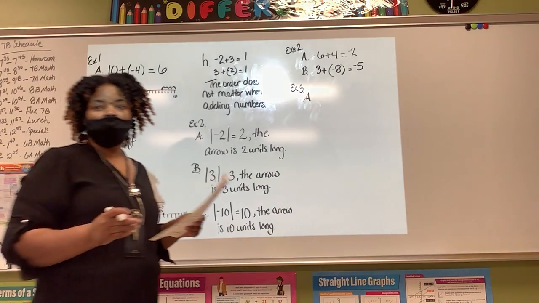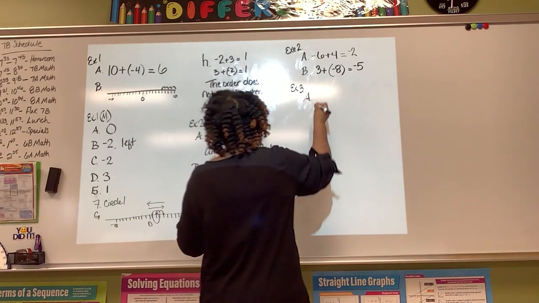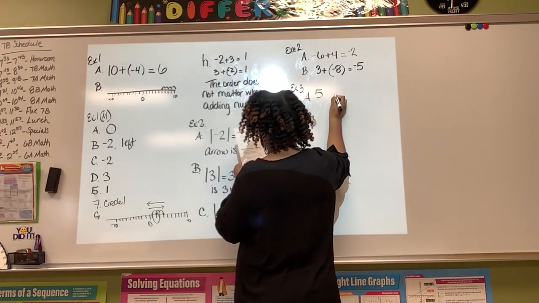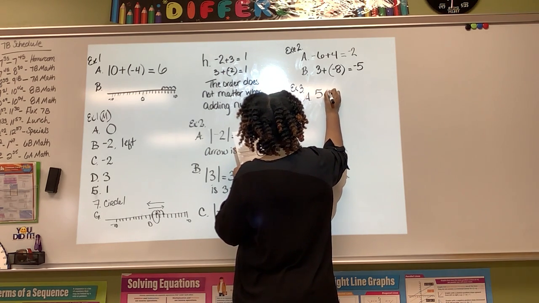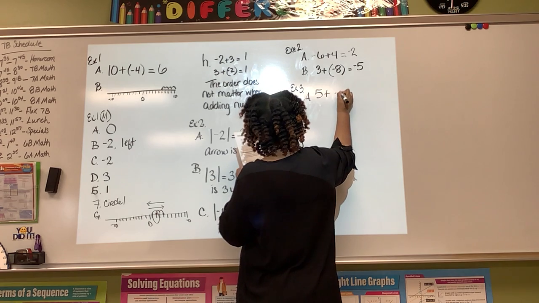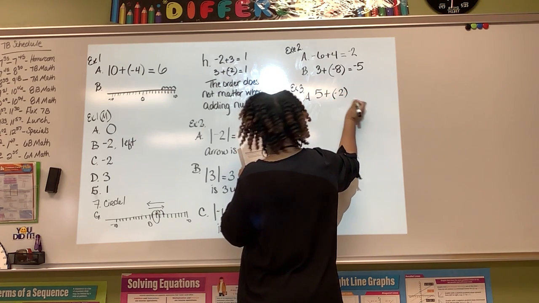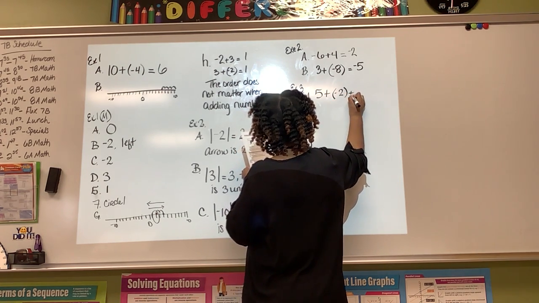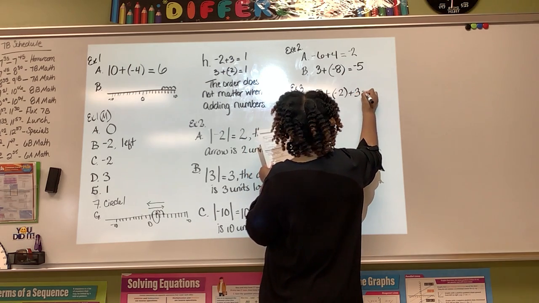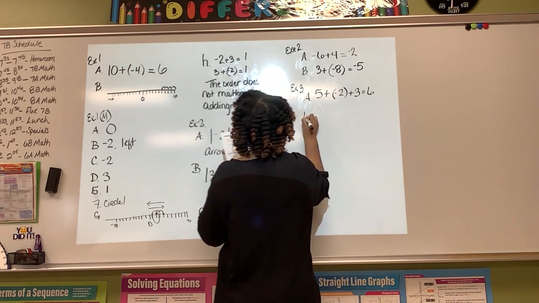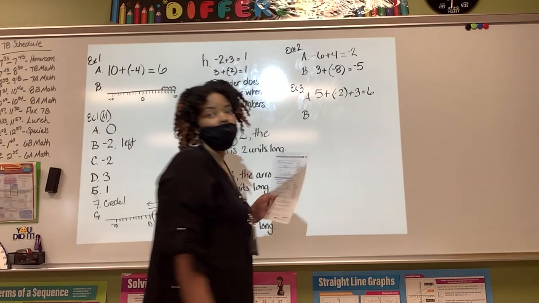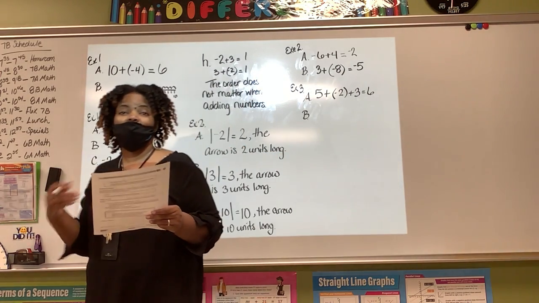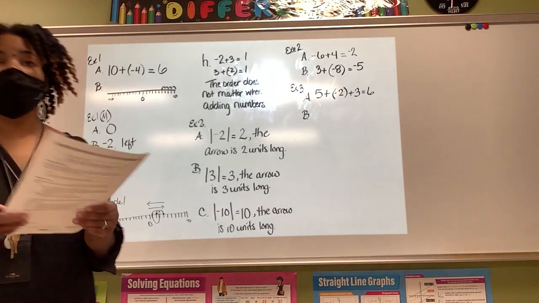5. Tristan, okay, come on. 5. Plus negative 2. Okay. Plus 3, yes. And where do they land? 6. Excellent. Does everybody see that? Anybody confused? You can look at the arrows and see where they pointed to.